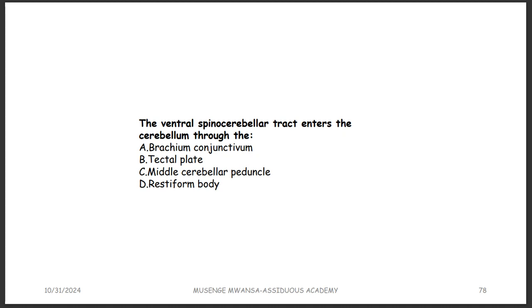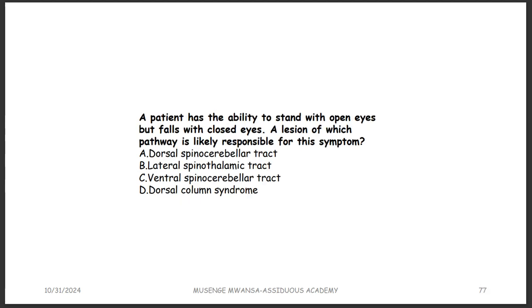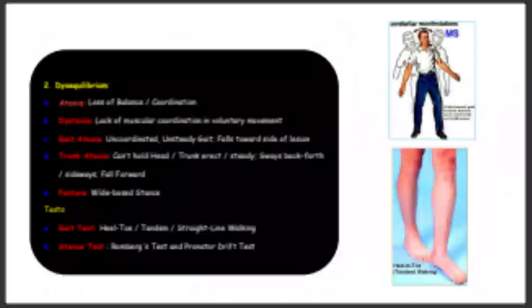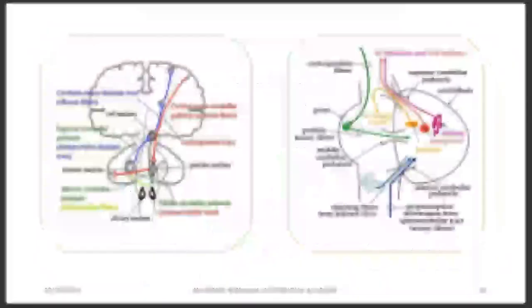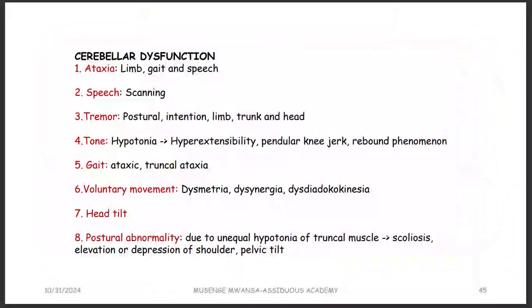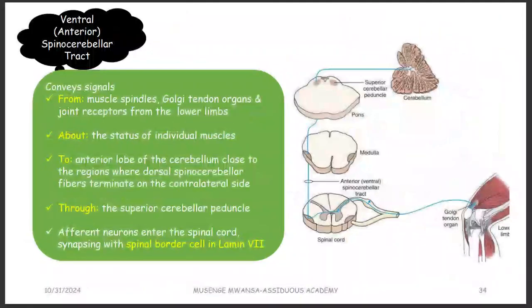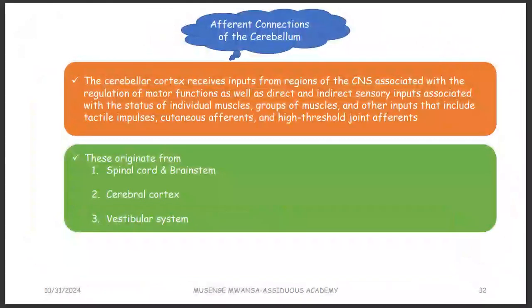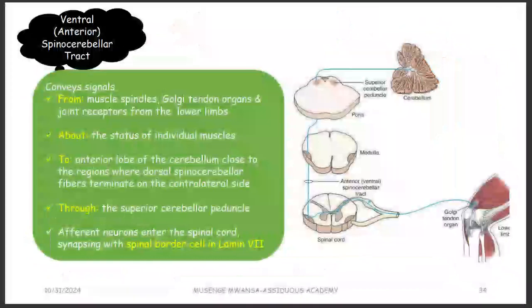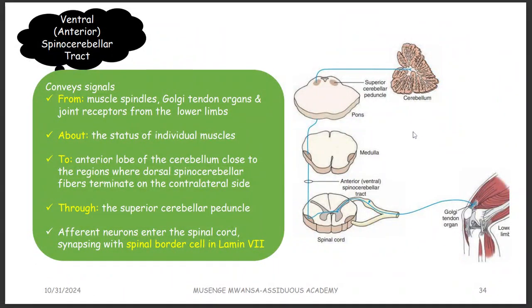Ventrospinocerebellar tract enters the cerebellum through the dash. So these are things that I just skipped for the sake of skipping, but just quickly so that I know we did these things some time back. The ventrospinocerebellar, remember, it's coming from the spinal cord to the cerebellum. The ventral one, or the anterior one, is passing through the superior cerebellar peduncle.